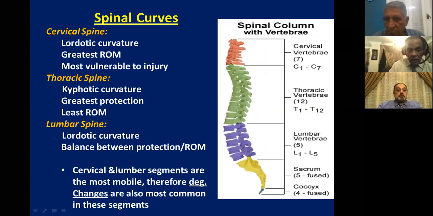The cervical curve, from C1 to C7, is a lordotic curvature and has the greatest range of motion. So this curve is most vulnerable to injury. The thoracic spine is a kyphotic curvature and has the greatest protection and the least range of motion. The lumbar spine has a lordotic curvature and a balance between protection and mobility. These segments are the most mobile, therefore degenerative changes are also most common in these segments.